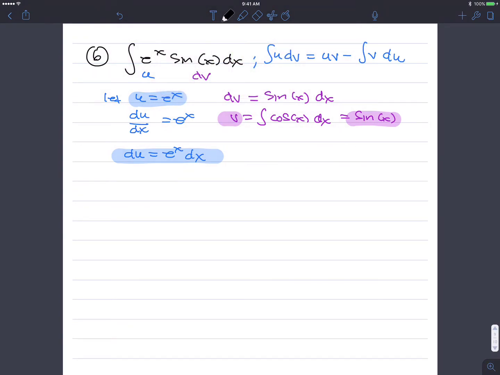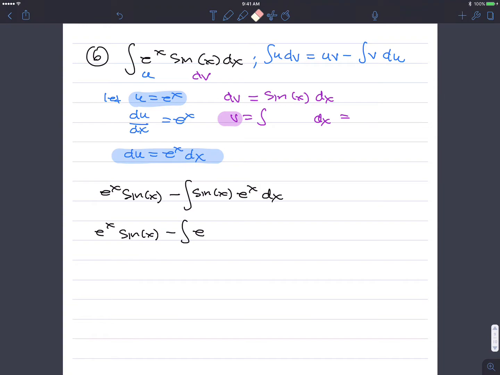So that will get e to the x sine x minus the integral of v, which is sine x, times our du. Now du here is e to the x dx. In other words, this integral is e to the x sine x minus the integral of e... something happened here. Oh, we made a mistake. Let's go back. We found it. Here we go. Oh, we made a major mistake. I'm glad we caught it.